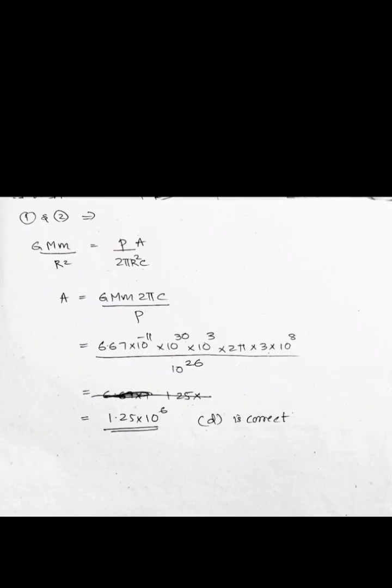Substituting all these values, we get 6.67 × 10^−11 × 10^30 × 10^3 × 2π × 3 × 10^8 divided by 10^26, which is equal to 1.25 × 10^6. So option D is the right answer.